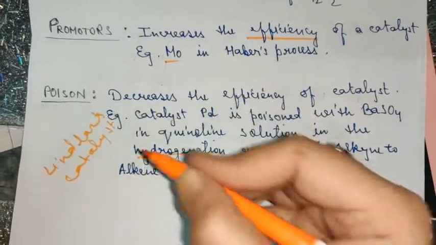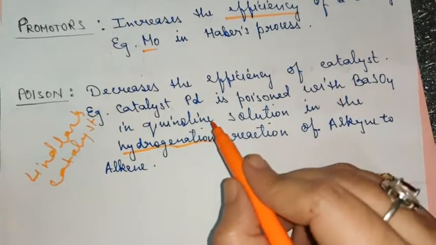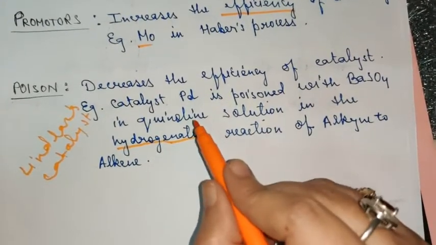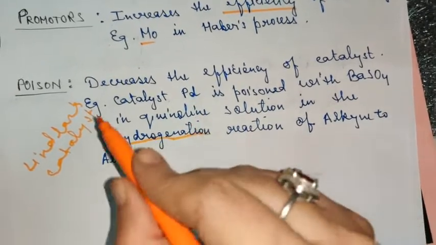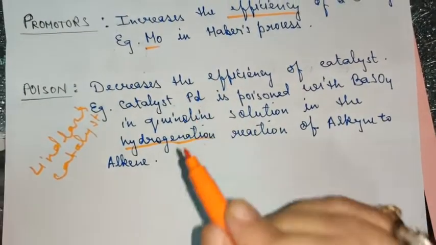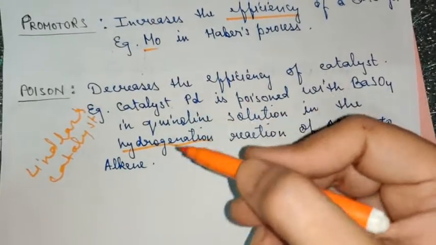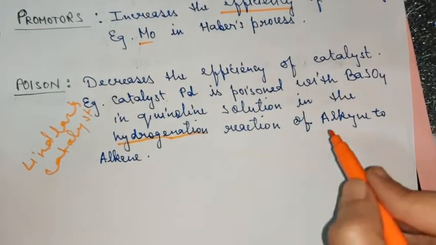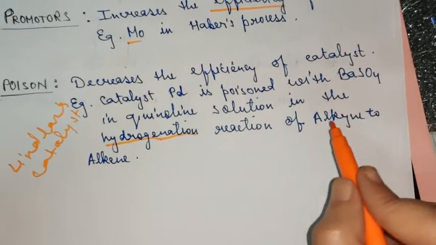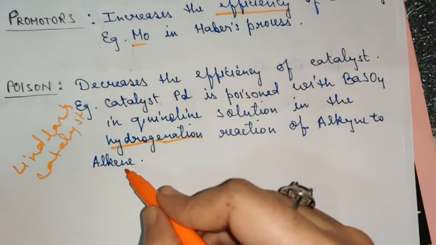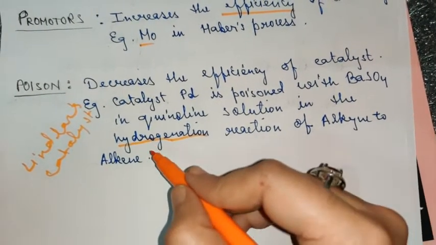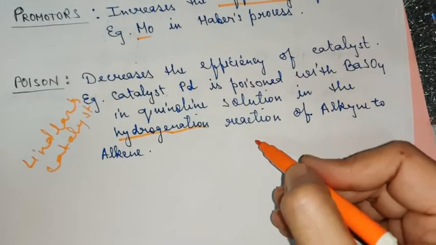You will be studying it in organic chemistry. So what happens? This barium sulfate in quinoline inhibits or poisons the catalyst palladium. Why do we need to do this? We are doing this in order to stop the hydrogenation of alkyne to alkene. We do not want alkene to get converted into alkane.